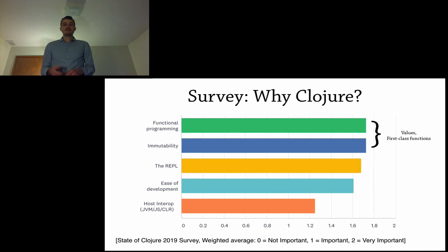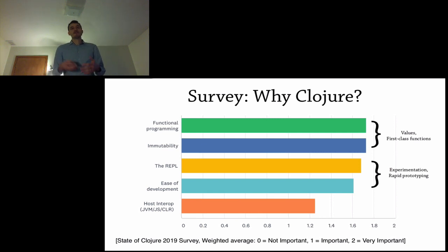neat categories. The first is this idea of functional programming with immutable values. So using values and first-class functions, you can easily write pure functions, and it's quite expressive. Second, we can take advantage of experimentation and rapid prototyping by using the REPL, and the dynamic typing of Clojure makes it quite easy to reload code and that sort of thing.